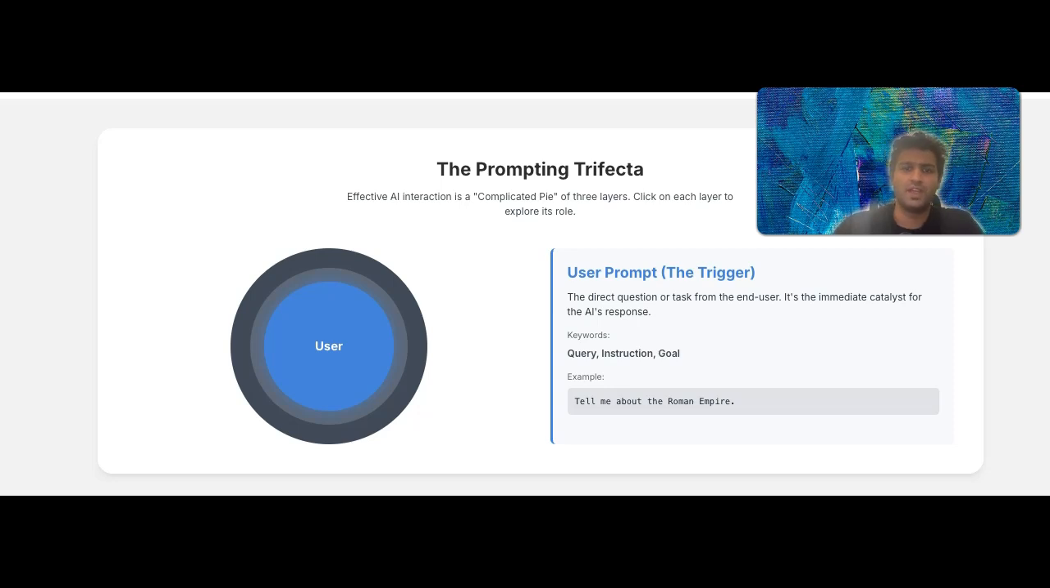To think about why the complicated pie metaphor is useful, it helps us understand effective prompt engineering, especially when building or deeply customizing AI tools. It isn't just about the user's input, it's about architecting all three layers thoughtfully. If an AI isn't behaving as expected, the issue might be in the system prompt's definition, the developer's embedded instructions, or indeed the user's query. Debugging and refinement often involve looking at all three layers.